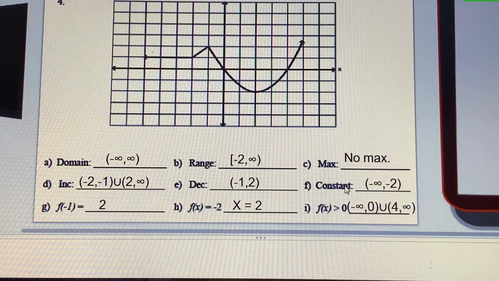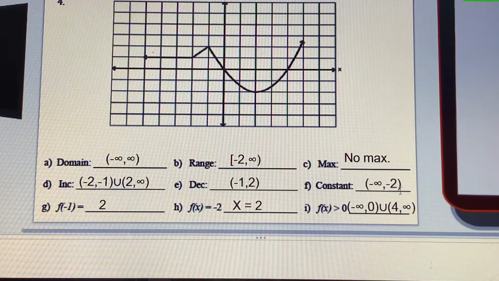Part F is asking you where the graph is constant. Okay, where do you have a horizontal line? You have the horizontal line here. Okay, because it goes infinite in this way, it is coming from negative infinity, and it's constant all the way up until this point. At this point, x is -2. So the interval where it's constant is negative infinity to -2.